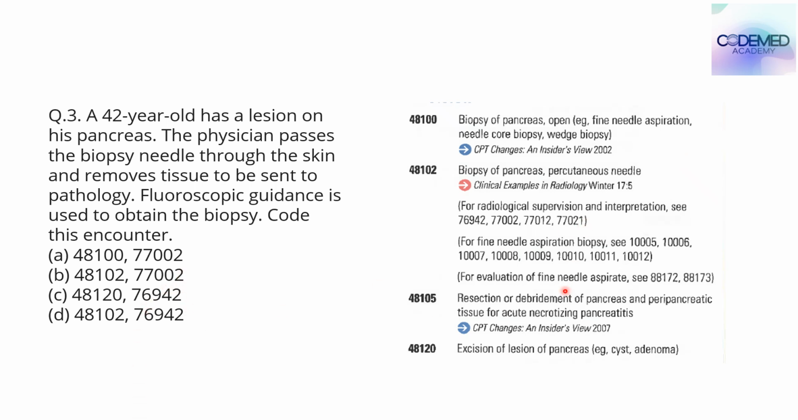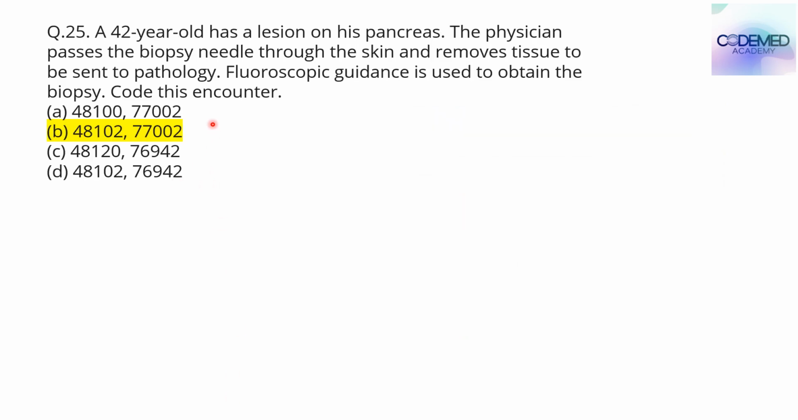And here there is a very important note that for the radiological supervision and interpretation, see codes 76942, 77002, 77012 and 77021. All these different codes are talking about the different modalities we have used. And in our case, we have used the fluoroscopic guidance. So let us zero in on our answer. So yes, B is the correct answer because that's for the fluoroscopic guidance.